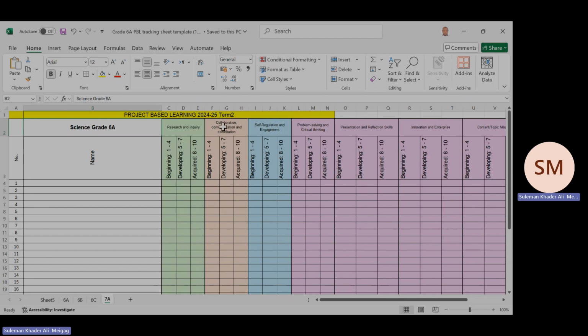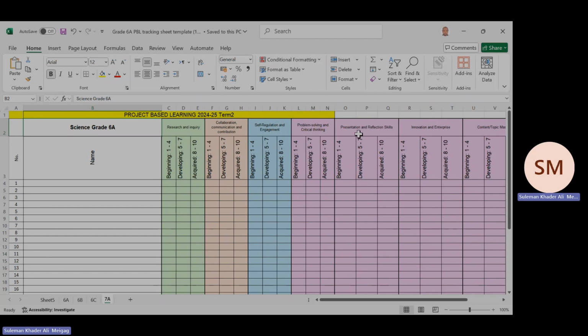So that is the collaboration. How much did you do without too much help from your teacher? Self-regulating. Did you manage your time? Did you manage your research? How much were you involved? Again, 3 levels, beginning, developing, and acquired. Number 4, problem solving. Any problems did you have and how did you solve them? Okay, 3 levels, beginning, developing, and acquired.